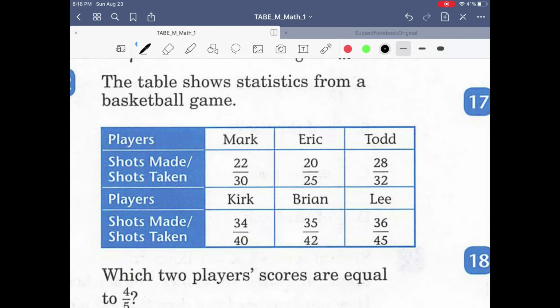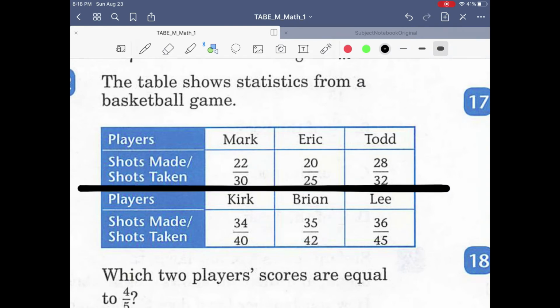Number 12. The table shows statistics from a basketball game. So let's take just a second to look at this table. And I see that it is actually a table that duplicates itself. It divides right here. Let me make that a little darker. And then on the bottom you have it's continued. Most of the time the table will go across the page, I guess for the purpose of saving space. They didn't do that, but that's okay.